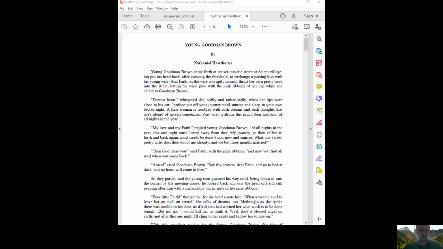"My love and my faith," replied young Goodman Brown, "of all nights in the year, this one night I must tarry away from thee. My journey, as thou callest it, forth and back again, must needs be done twixt now and sunrise. What, my sweet, pretty wife, dost thou doubt me already? And we but 3 months married."